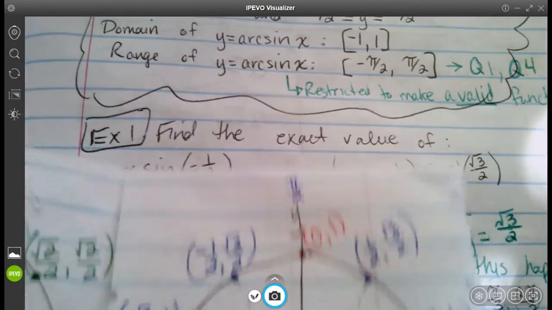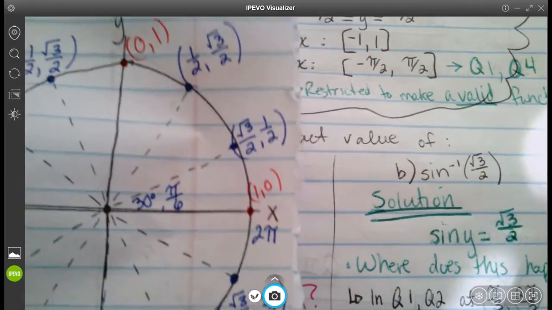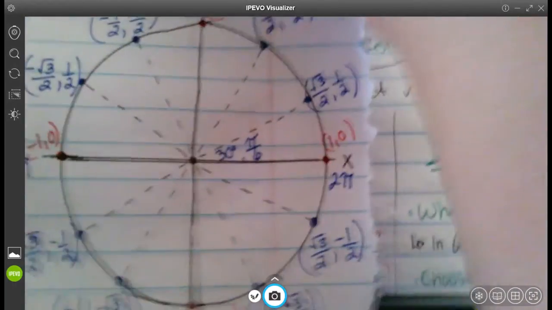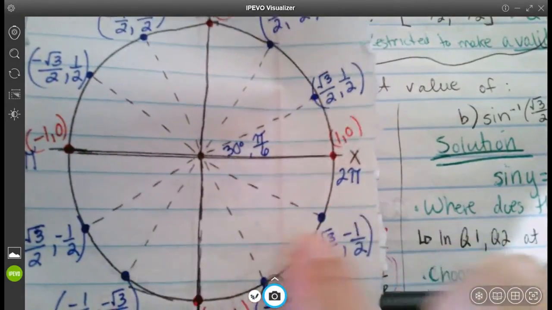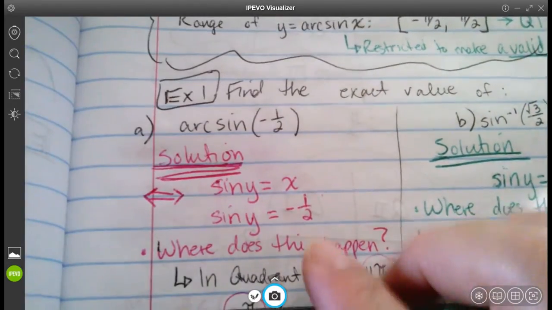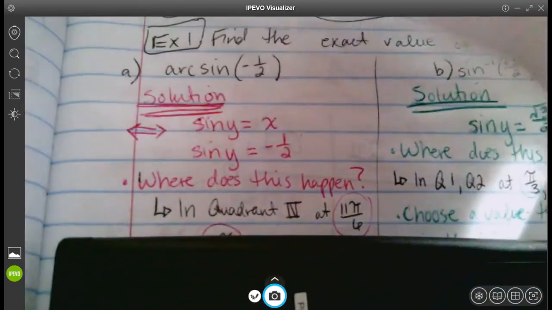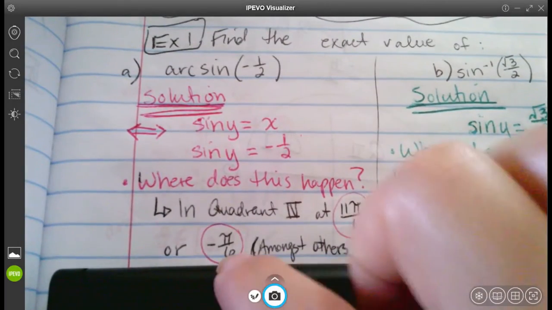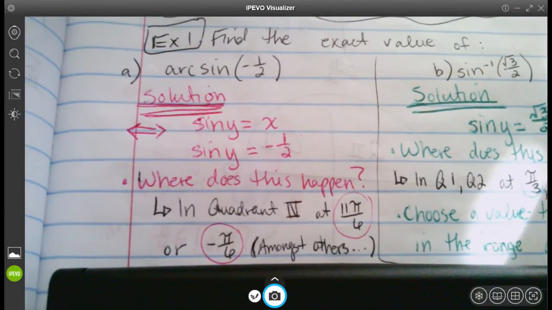So I'm going to look at this one, the second one that I kind of chose, which would be quadrant 4. So right here, -1/2, this is quadrant 4. So that's what I did. It says in quadrant 4, at 11 pi over 6 or negative pi over 6 amongst others.